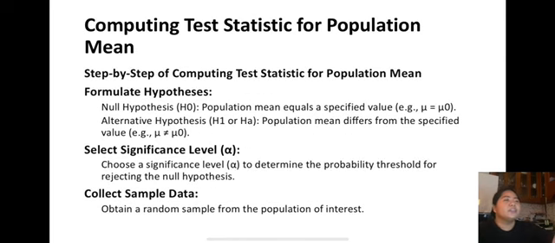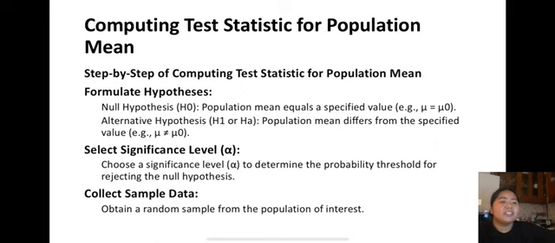Computing the test statistic for the population mean. Step by step of computing the test statistic for the population mean. First is to formulate hypotheses. Null hypothesis, or H0: the population mean equals a specific value. Alternative hypothesis, or H1 or Ha: the population mean differs from the specific value. Second is to select the significance level, alpha. Choose the significance level to determine the probability threshold for rejecting the null hypothesis.